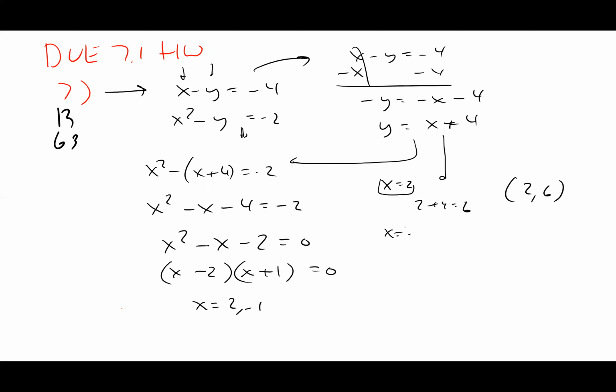Plug in -1 into here. -1 plus 4 is 3. So voila, how about a (-1, 3)? Done. We're good. And you should see the intersection points on the graph for number 7. Okay, good there. Going once, going twice. Just going as quickly as I can, but you guys slow me down if need be.